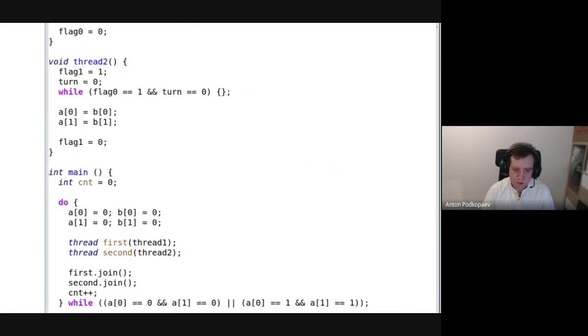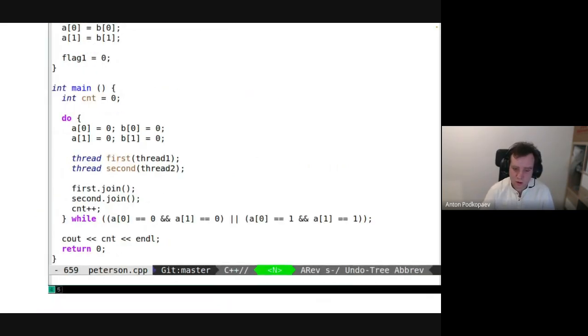So in the main program, what we do, we assign both arrays to zeros, then start threads, then wait for the threads to join. And actually, we do this a number of times until there is something which is not both zeros in A or both ones in A. So if the Peterson's lock works, then we would expect this program to never terminate.